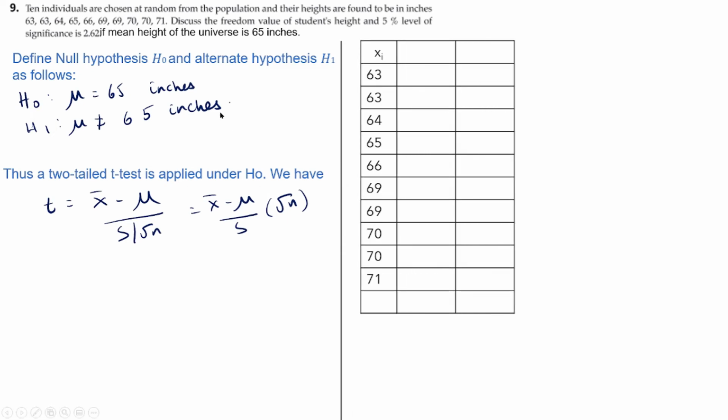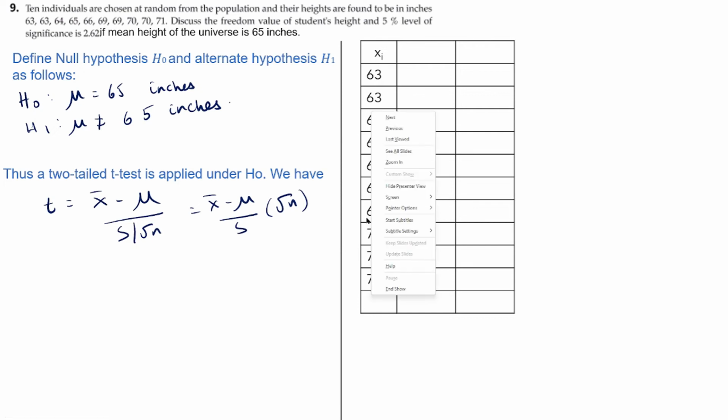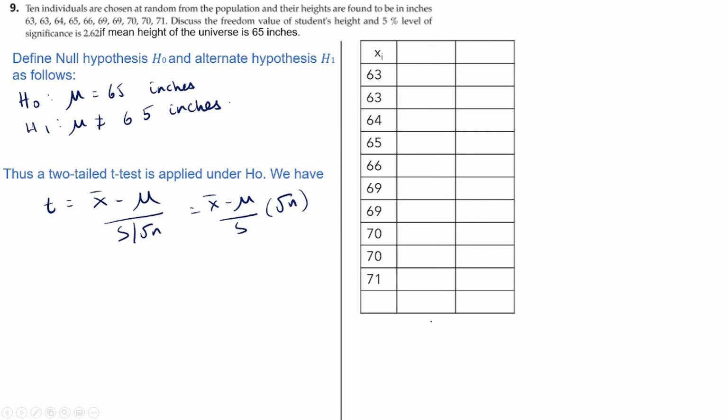So let us draw a table like this. We have xi. Here summation xi, when we add all these values, we get 670. So summation xi is 670. x bar is equal to summation xi by n. It is 670 by 10, which is 67. Since we are having an integer, we need not use an assumed mean. So let us take xi minus x bar directly.